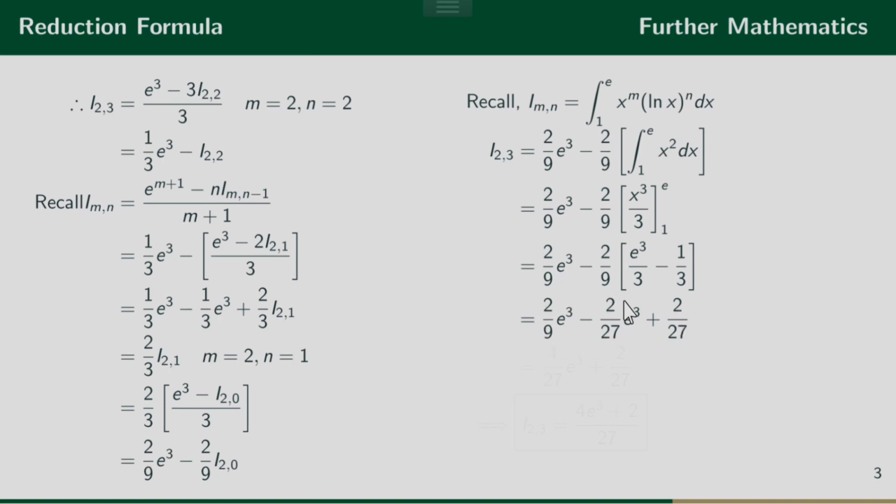These are like terms because they are terms in e cubed. I just add their coefficients. So I'll be having 2 over 9 minus 2 over 27. That gives me 4 over 27 e cubed, then plus 2 over 27. Then at this point, I cannot simplify further. Or what I can do is just to find the LCM. And of course, their bottoms are the same. I maintain 27 and just add their numerators. And now the result, which is I2,3, is equal to 4 e cubed plus 2 divided by 27. And I've come to the result of that integral.